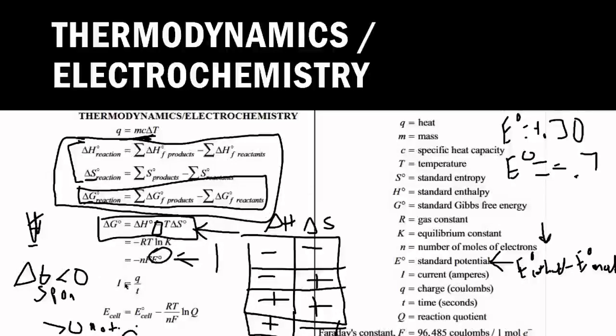And this one is just another plug-in sort of thing. It's just current is equal to charge divided by time. Coulombs per second is equal to amps, if you're curious. I think it says that in the very front of your formula sheet too.